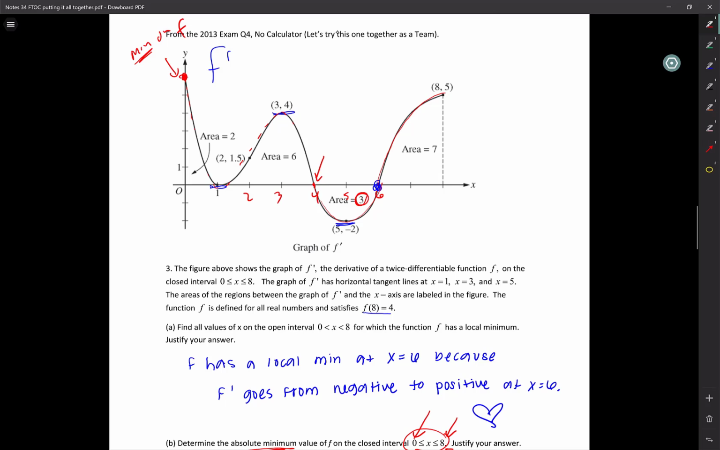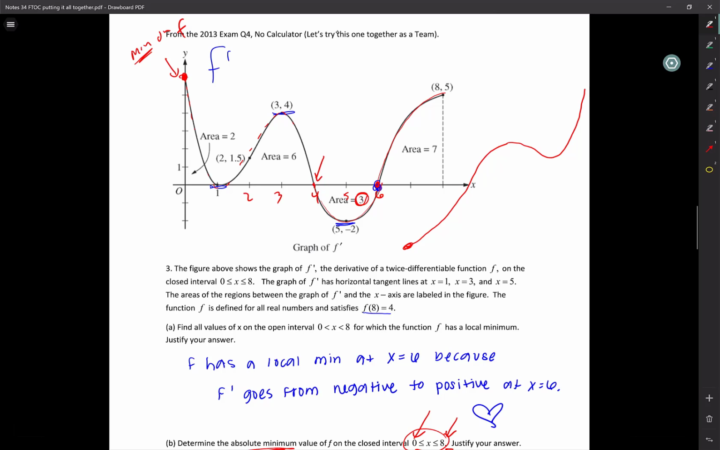Okay, well, I definitely have a minimum, but is it the absolute min? So let's think. This is a really bad sketch. I went up, up, up, then I went down for a little bit, then up, up, up again. Really bad sketch. It doesn't look like that.